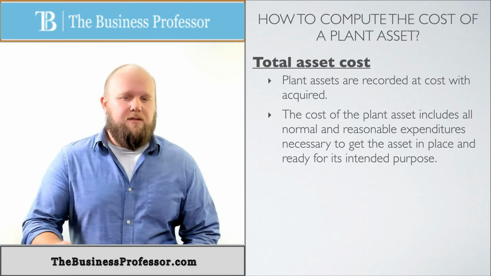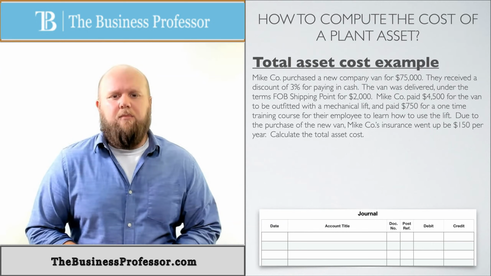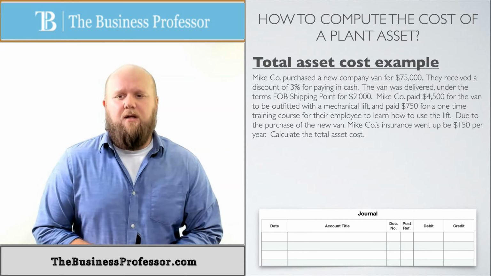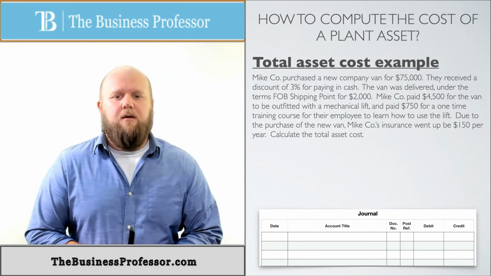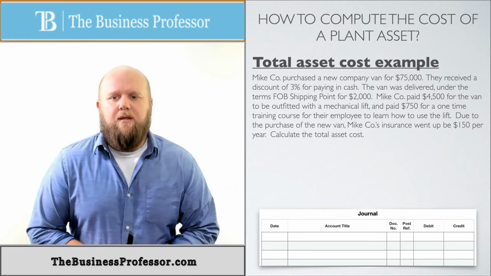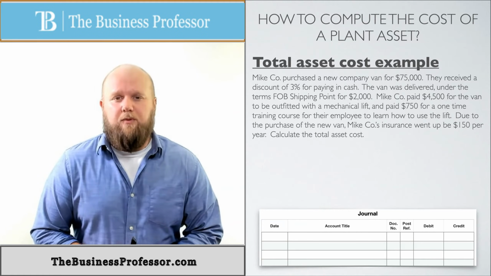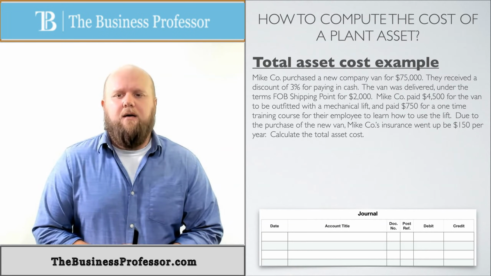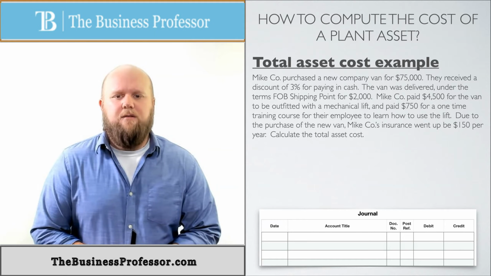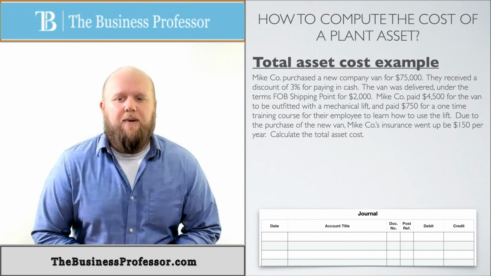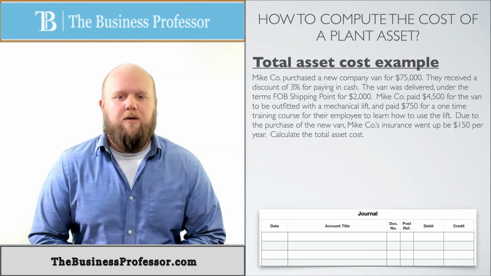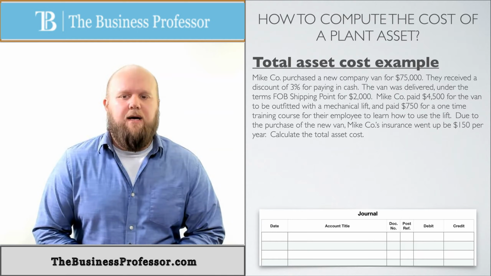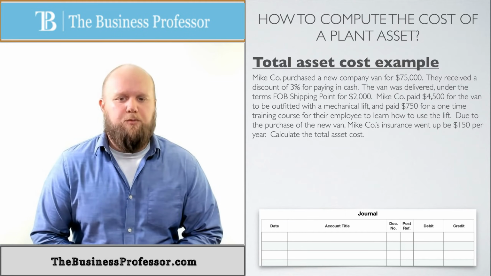So the best way I can tell you is let's do an example together. And I know it looks a little lengthy, but let's work through it. My company purchased a new company van for $75,000. They received a discount of 3% for paying in cash. The van was delivered under the terms FOB shipping point. Yes, we got to go back to that. Hopefully you remember what that means. For $2,000, my company paid $4,500 for the van to be outfitted with a mechanical lift and paid $750 for a one-time training course for their employee to learn how to use the lift. Due to the purchase of the new van, my company's insurance went up by $150 per year.